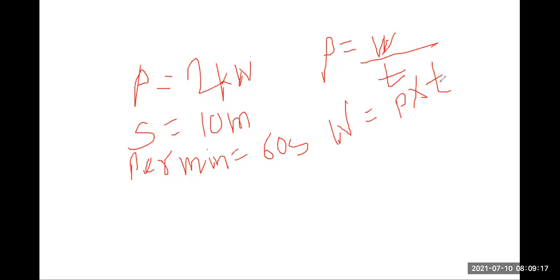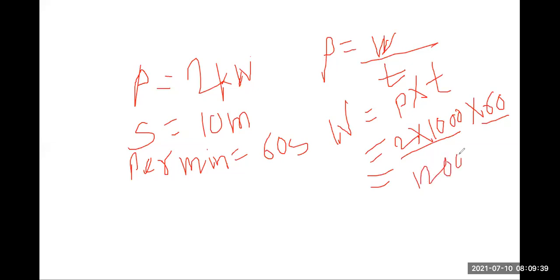Getting it? Then power is given, 2 kilowatt. 2 kilowatt means 2 into 1000, 2000 watt, and multiply for 1 minute. We have to take there 60 seconds. Then multiply it. What you will get is 2000 multiplied by 60. So here we will get 120,000 joule. How we have found here? Yes or no?